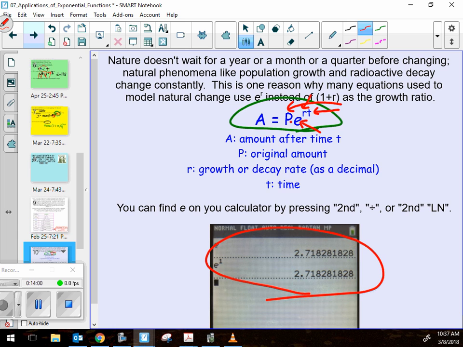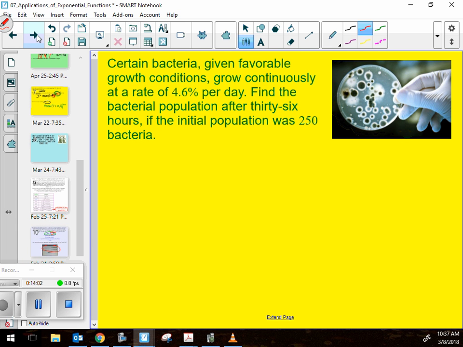So if you were going to use this to solve a problem, a typical question looks like this. And here's the key that you look for.